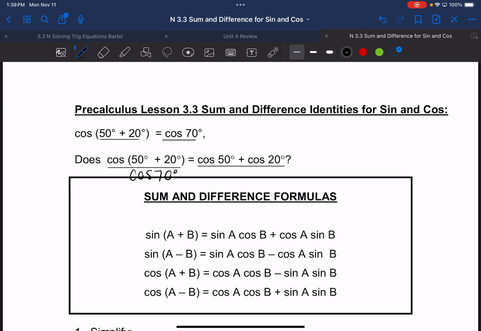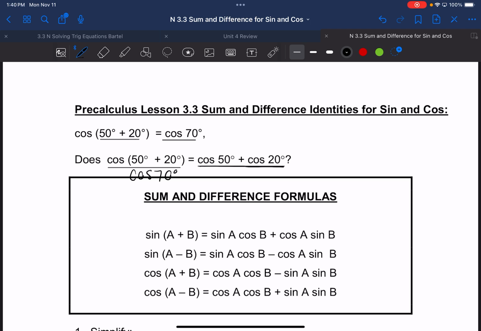So let's check. Put cosine of 70 degrees in your calculator. Make sure you're in degree mode. Just type in cosine of 70. What do we get? Okay. So less than 1? Okay. Now I want somebody to type in cosine of 50 plus cosine of 20. So type all that in at once, and let's see what you get there. It's over. So they're not equivalent, right?